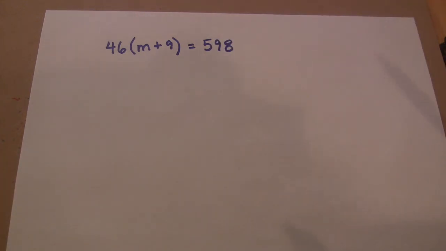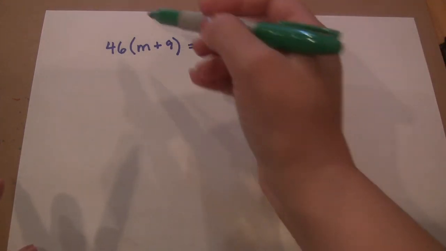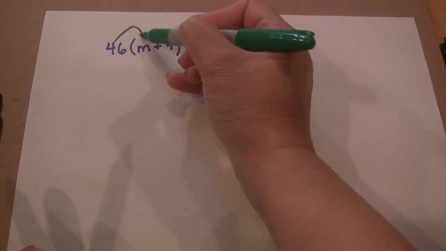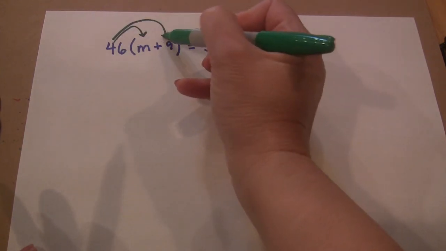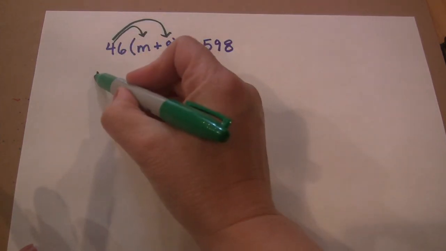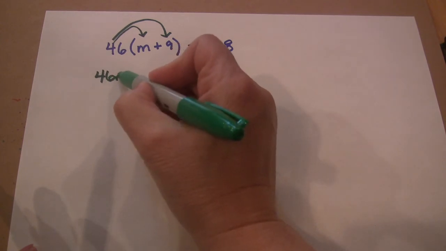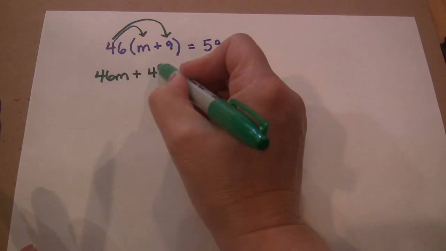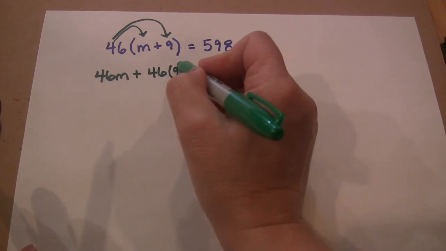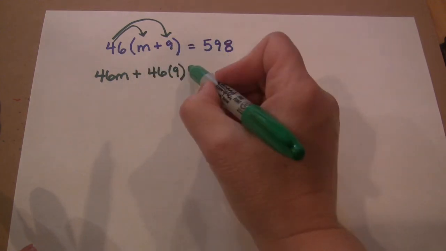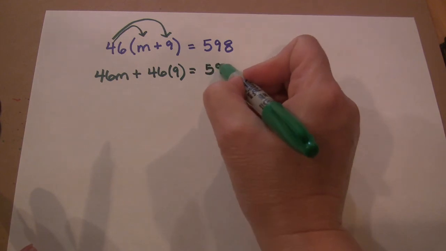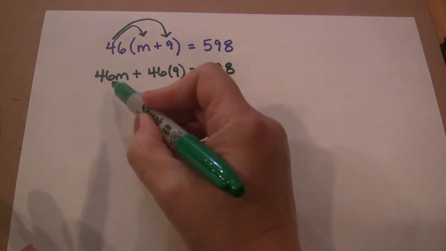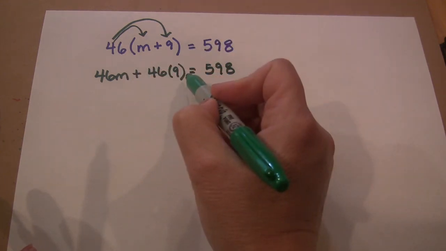Okay, how are we going to solve for m? Well, we're going to need the distributive property. So let's rewrite this equation distributing that 46. So we have 46m, 46 times m, plus 46 times 9, equals 598. So all I did was rewrite this side of the equation.